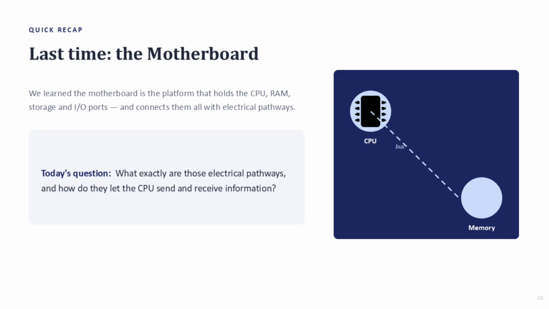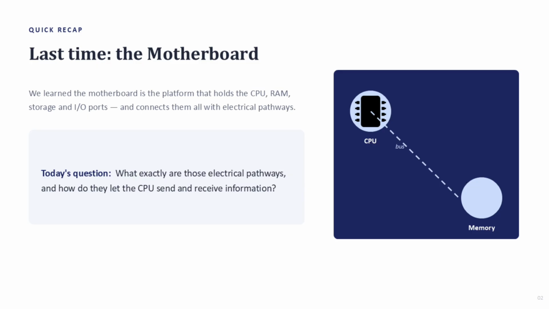Without roads, people wouldn't be able to travel from one place to another. Similarly, inside a computer, simply placing the CPU, RAM, and storage on the motherboard isn't enough. These components constantly need to exchange information. The CPU may need to fetch an instruction from memory. Memory may need to send data back to the CPU. The CPU may need to store a calculation result back into RAM. All of this communication happens continuously, millions or even billions of times every second.